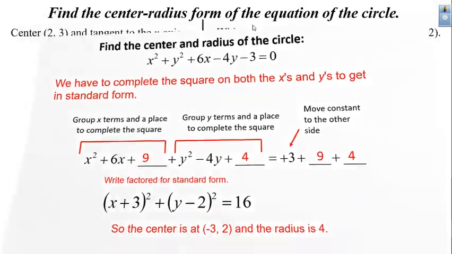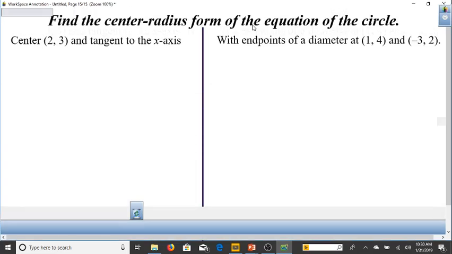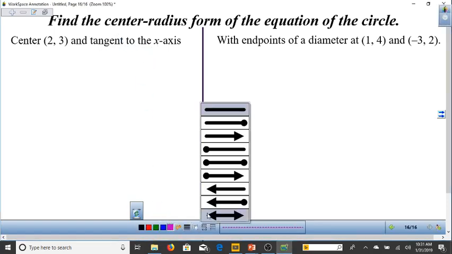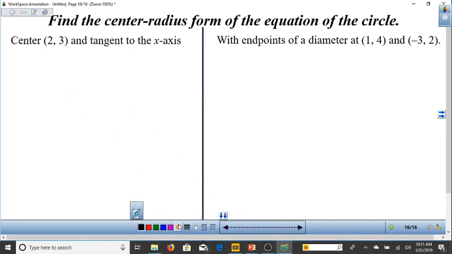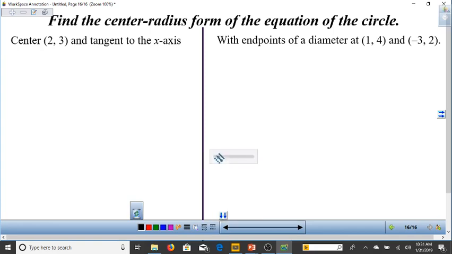Let's continue. Now, I'm going to do a couple of examples. I'm going to write these examples up step by step. So we want to find the equation of a circle whose center is the point 2, 3, and it's tangent to the x-axis. Tangent to the x-axis means that it touches the x-axis at one point, it bounces off the x-axis, so to speak. So what I'm going to do is draw the x-axis, and I'm also going to draw the y-axis as well.